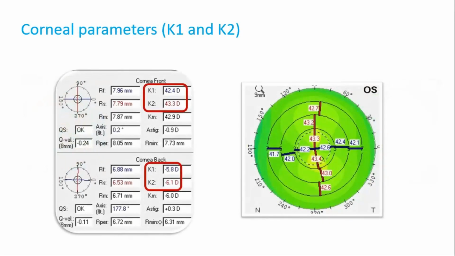The next parameter to look at is the K1 and K2, flat and steep K, located in the 3 mm and 5 mm zone. Generally, K2 is calculated from K1 by the machine. So when a machine calculates one value, it automatically calculates the other axis, which is located exactly opposite to the other K.